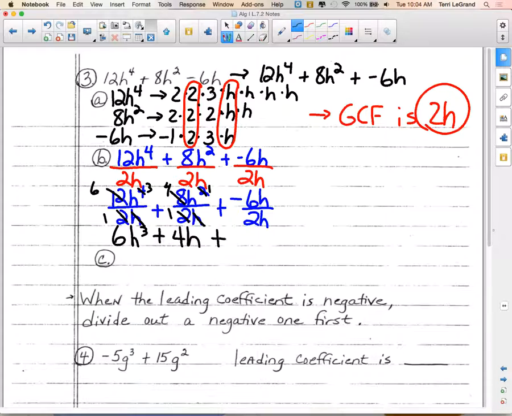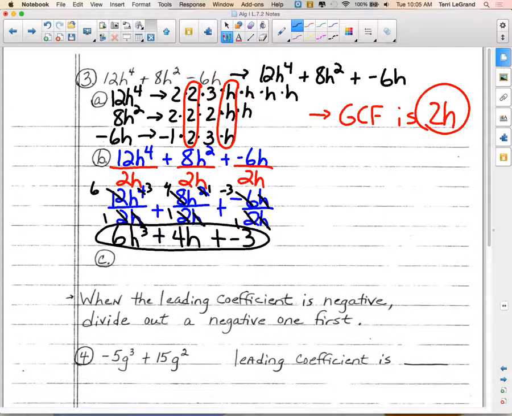Plus 2 goes into itself once. Goes into negative 6 how many times? Negative 3 times. And the h's cancel each other out. So we have plus negative 3. Oh, look at that. Negative 1 times 3 is negative 3. There's our second factor.